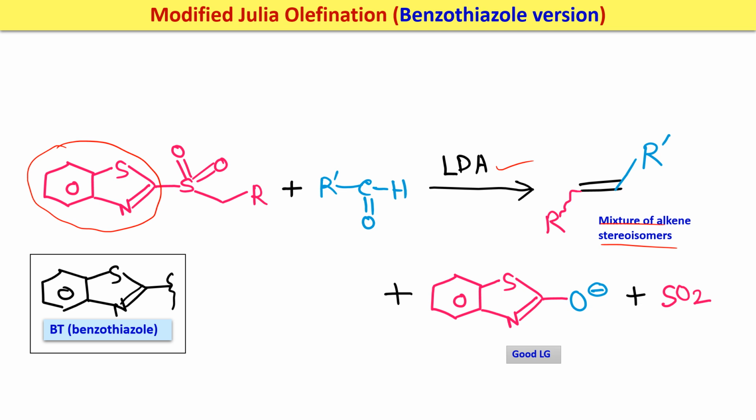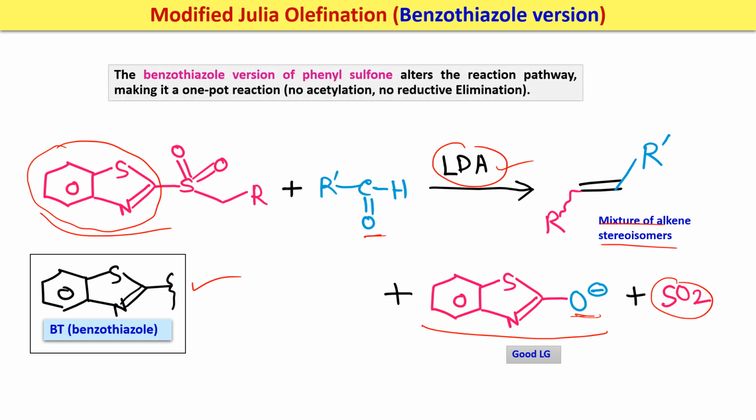But here this advantage we have obviously overcome, and that is we are using this benzothiazole group. So that is why you don't have to do O derivatization, or you don't have to do reductive elimination. You just have to use base, the only reagent we are using is some base, and this part will be removed in the form of leaving group. So this oxygen you can see now is a part of this leaving group. From the color we can understand, and SO2 is another leaving group. Now we will see the mechanism. This point I have already mentioned, it alters the reaction pathway. No acylation, no reductive elimination. So it is a one pot reaction, unlike the previous original classical Julia olefination.